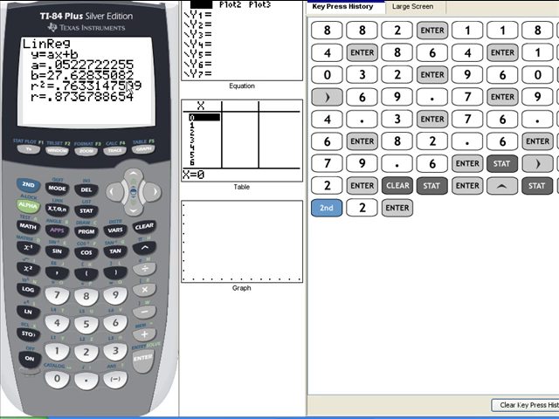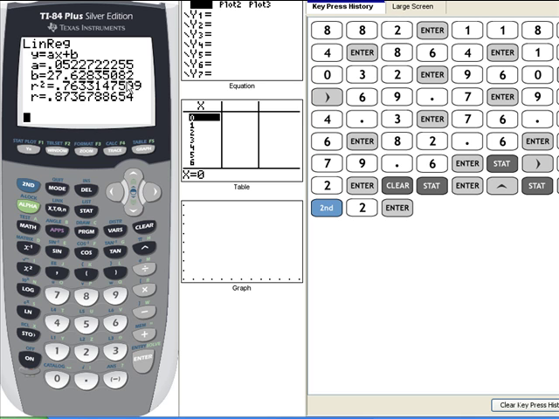Alright, so let me jot these down so I won't have to go back and forth. So what we know our equation will be is y equals 0.0522722. I'm going to go ahead and take 6 significant digits, times x plus 27.6284, which would give us 6 significant digits.